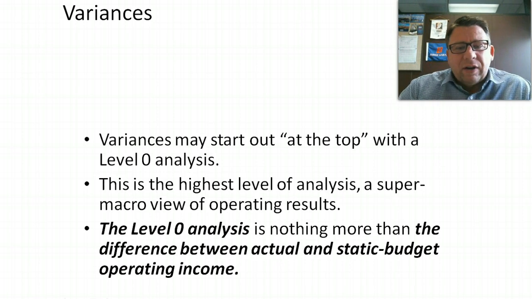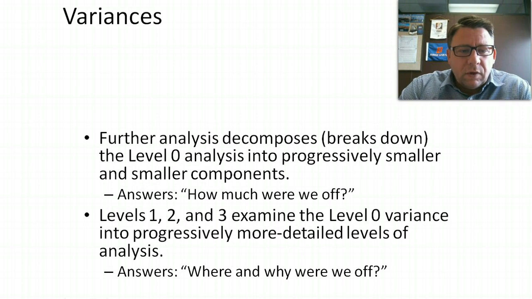So variances start out at the top with a level 0 analysis. This is the highest level of analysis, and it doesn't tell us very much. Level 0 analysis tells us nothing more than the difference between our actual amount and our static budget operating income. So when we further decompose or break down level 0, we can do that into progressively smaller components. So level 0 tells us how much we were off. Levels 1, 2, and 3, which get in more detail, tell us where and why we were off.